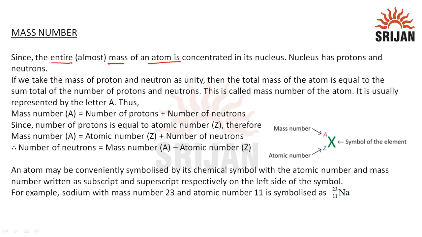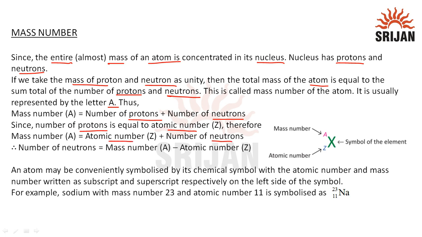Now about the mass number: since almost the entire mass of an atom is concentrated in its nucleus, and the nucleus has protons and neutrons, if we take the mass of a proton and a neutron as unity, then the total mass of the atom is equal to the sum total of the number of protons and neutrons. This is the mass number and it is represented by A. So the mass number A is equal to the number of protons plus the number of neutrons, and since the number of protons is equal to the atomic number, the mass number will be equal to atomic number plus number of neutrons.